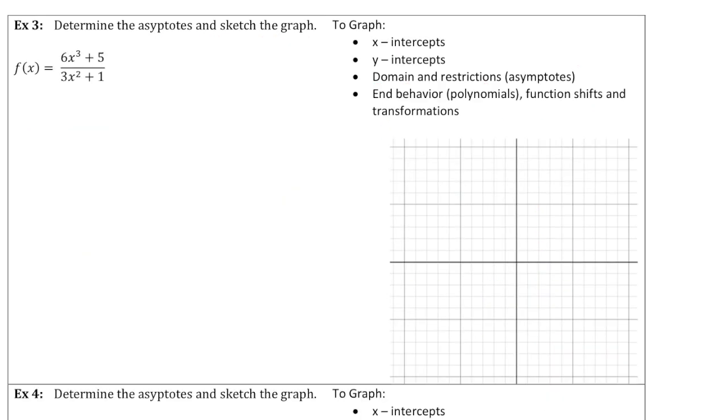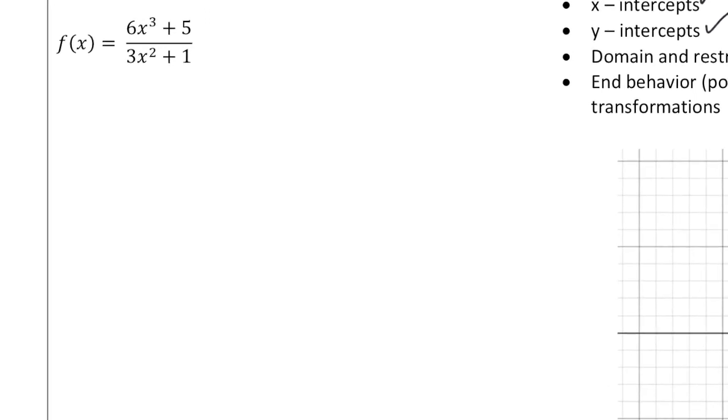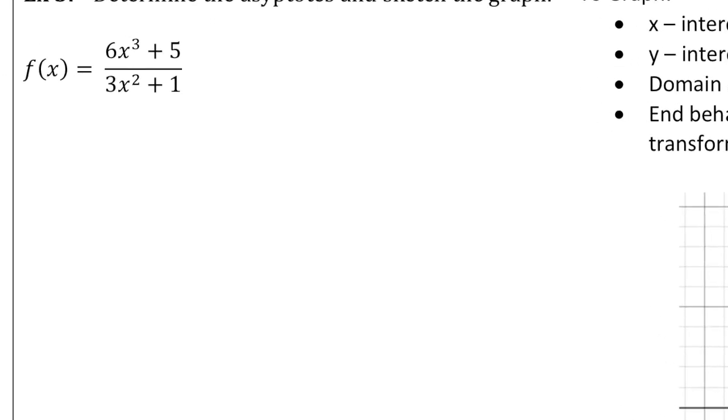For example 3, we're also going to determine our asymptotes and sketch the graph. To sketch the graph, we should find our x-intercepts, our y-intercepts, the domain and range restrictions, and some end behavior. So let's take a close look at what's going on here. We have f of x is equal to this lovely function.